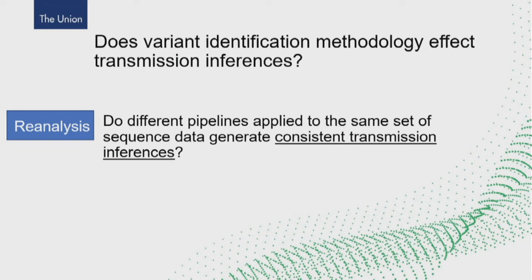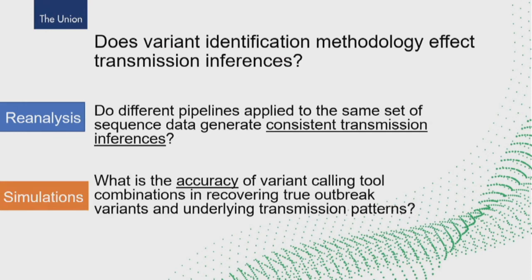And we looked at this two different ways. First, we reanalyzed previously published sequence data, and we asked, do different pipelines from different groups applied to the same data generate consistent inferences? Then, because we don't know the underlying truth of any true outbreak sequence data, we took a simulation-based approach to then investigate the accuracy of different variant identification approaches.